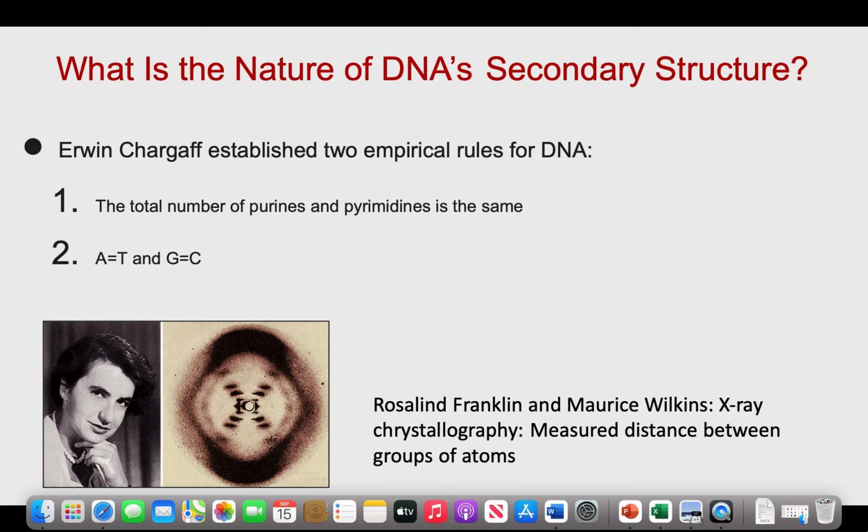All right, a gentleman named Erwin Chargaff was able to establish two empirical rules for DNA, such that the total number of purines and pyrimidines are always going to be the same, and that A equals T and G equals C. Now, based upon all this information, Watson and Crick were able to develop that, oh, it's a double helix. They built upon the work of other scientists.